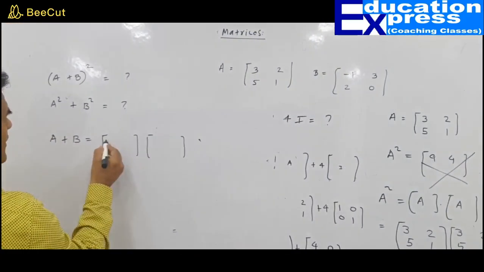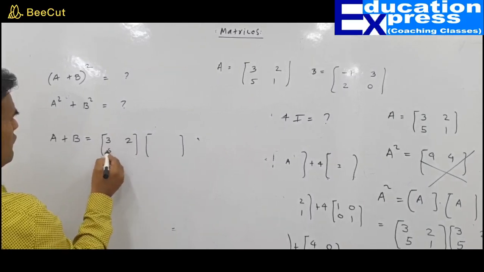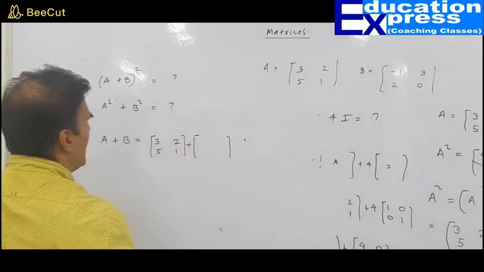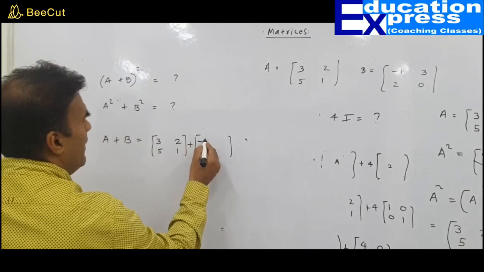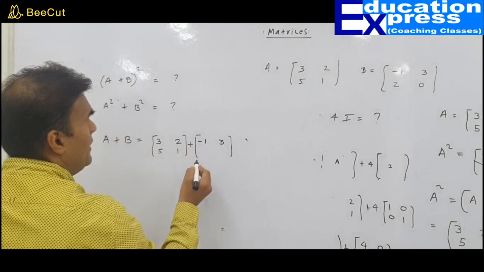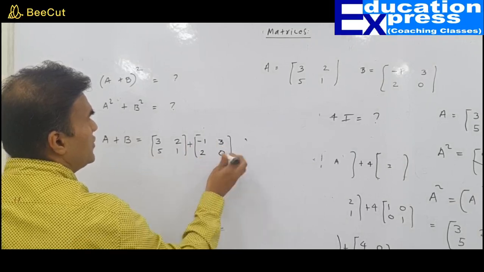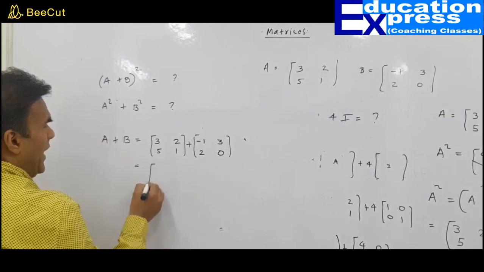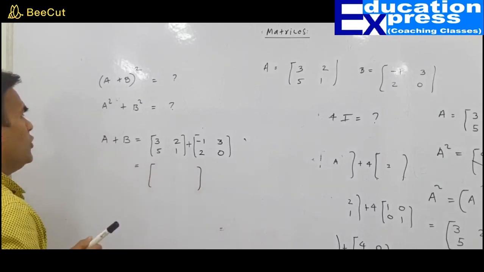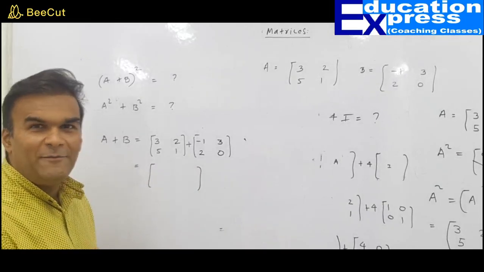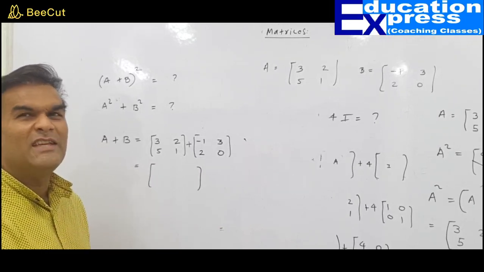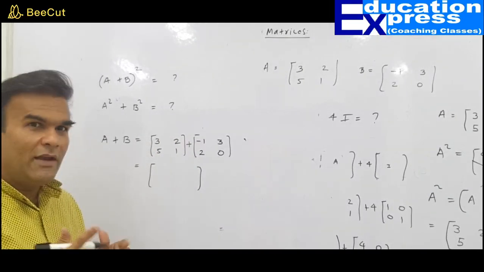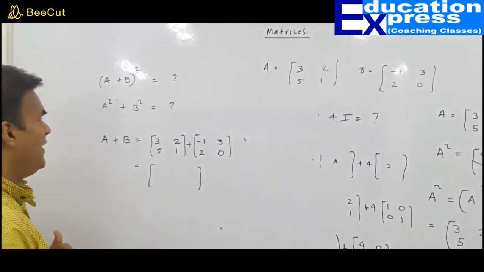Yes, sir. Matrix A is 3, 2, 5, 1. Plus, so in between the plus sign, matrix B: minus 1, 3, 2, 0. Matrix B. Can we do addition of the matrices? Yes, sir. Two matrices can be added provided they are of the same order. Matrix A and B, they both are of the same order. So we can add them. Let us see how we add them.